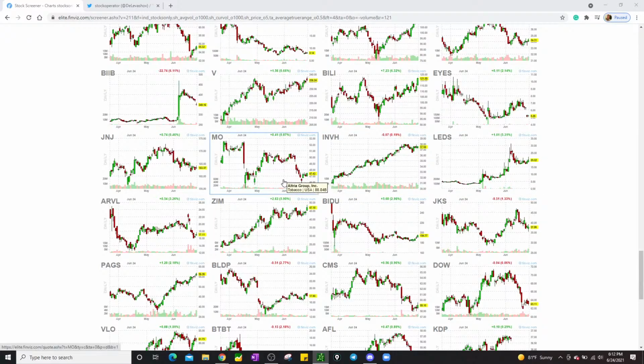This MO looking interesting, tobacco. Consolidation for the 4 days after sell-off. Maybe it's trying to continue to go higher. I'll put MO on watch.